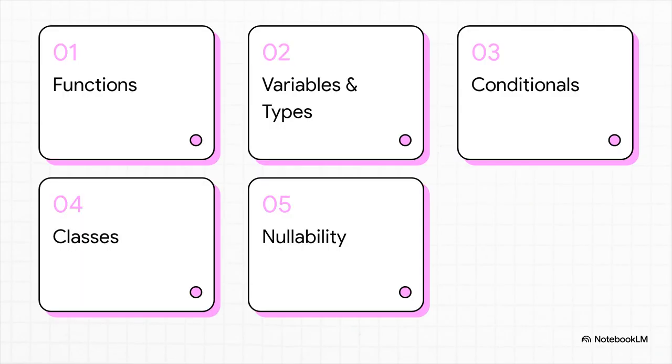Okay, so here's the plan. We're going to start with the absolute basics, the building blocks, which are functions. Then, we'll get into how to store information using variables and types. After that, we'll look at how to make your code smart with conditionals, and then how to organize everything with classes. And we'll wrap up with this really cool feature called nullability. It's kind of Kotlin's secret weapon for writing code that doesn't crash. Sound good? Let's jump in.